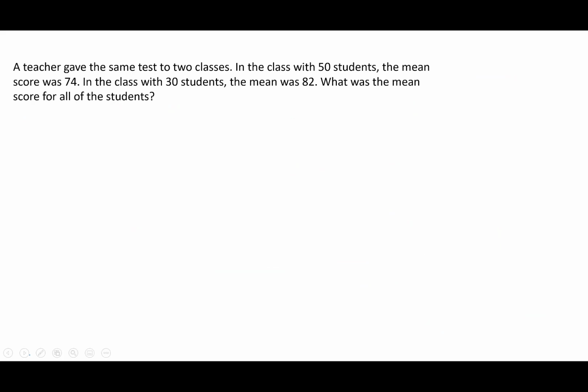Next question says a teacher gave the same test to 2 classes. In the class with 50 students, the mean score was 74. In the class with 30 students, the mean was 82. What is the mean score for all of the students? All of the students represent the 30 students plus the 50 students, which is 80. So that's our total number of students.